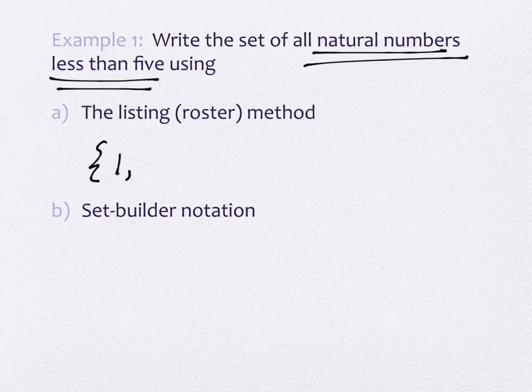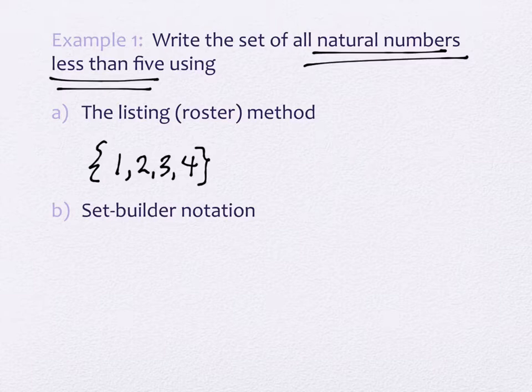And I'm going to list them until I get to 4. Whoops, I skipped 3. That's not good. Let's get that one in there. This is the listing, or the roster method, for this description. All those numbers are natural numbers. They're less than 5, and I have included everything.